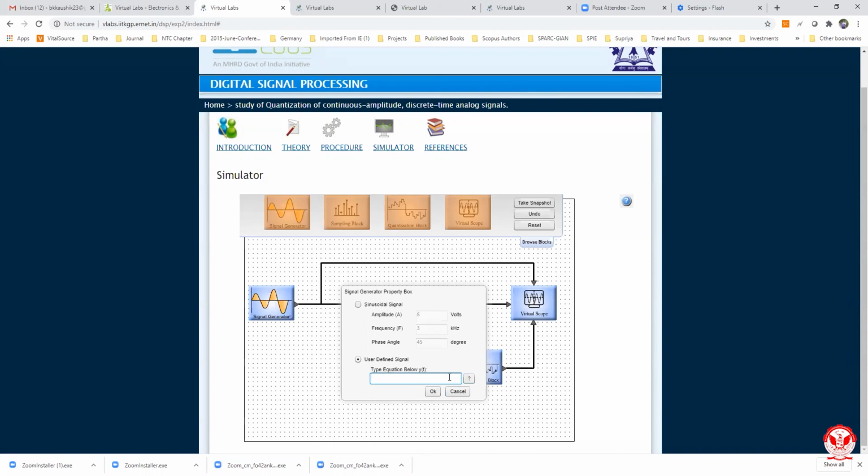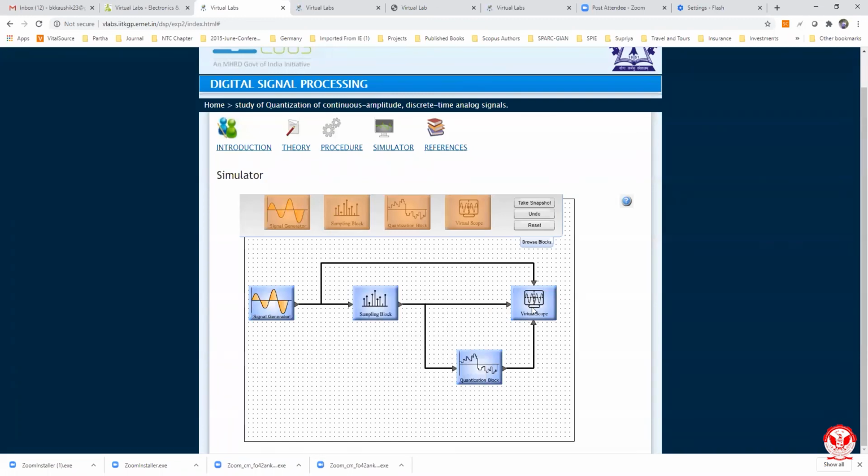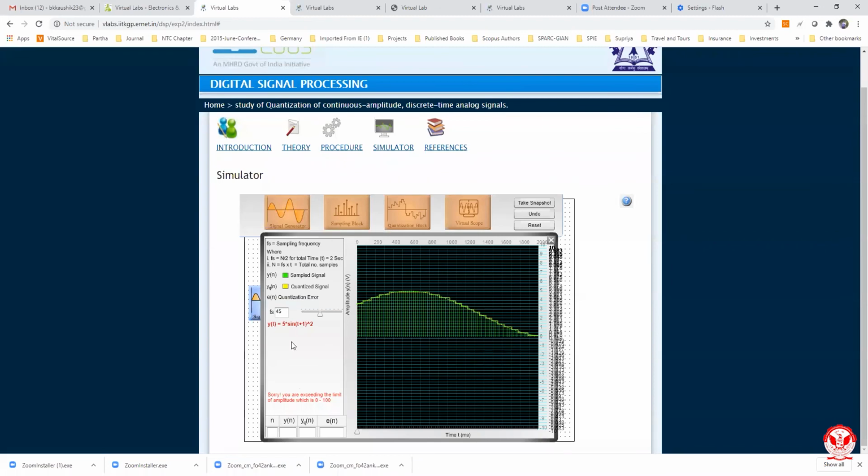We start with 5, sin, t plus 1, t plus 1, shift square. Okay, so now the user defined signal is this one. This is the virtual scope. Click on the button. What we find, our input signal is this and this.